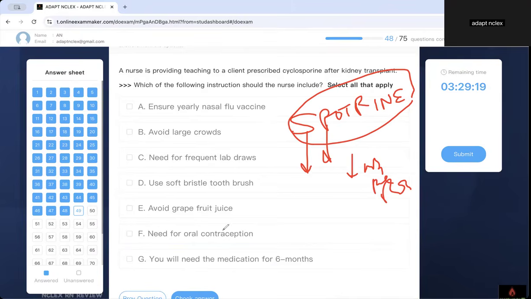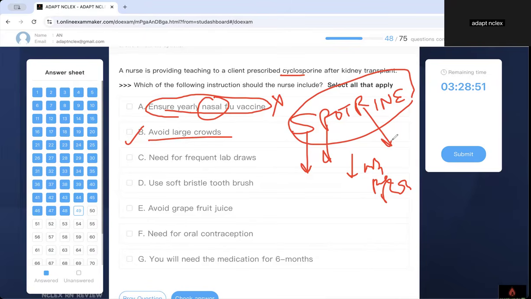Do you see any there? Oh, yearly flu vaccine. So you are neutropenic, you are immunocompromised, flu vaccine. But the nasal flu is what? Live vaccine. You should not take a live vaccine. Avoid crowd. Oh, immunosuppression. That's good, right? Need for frequent lab draw. Why? Because it affects your renal function, kidney. Yay. We have to check the level of cyclosporin too.